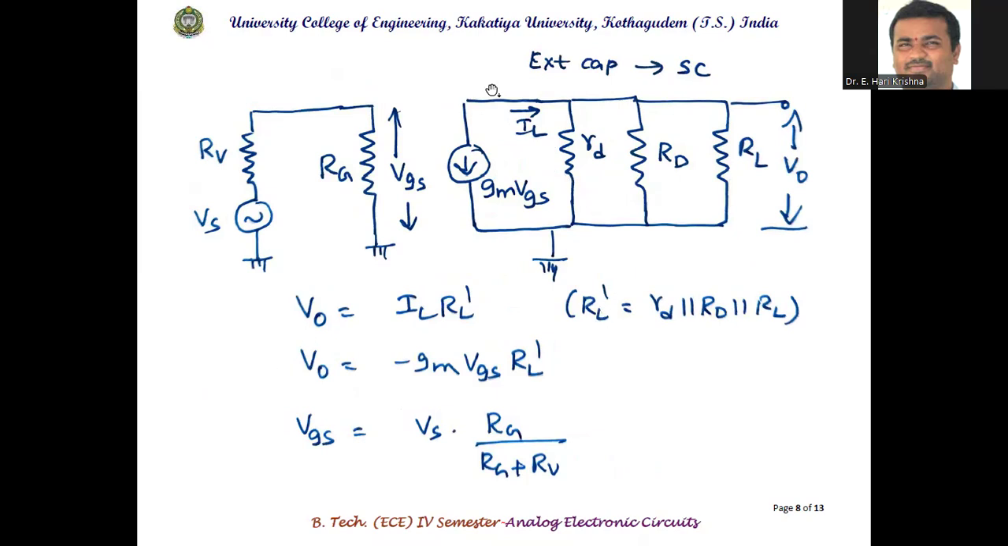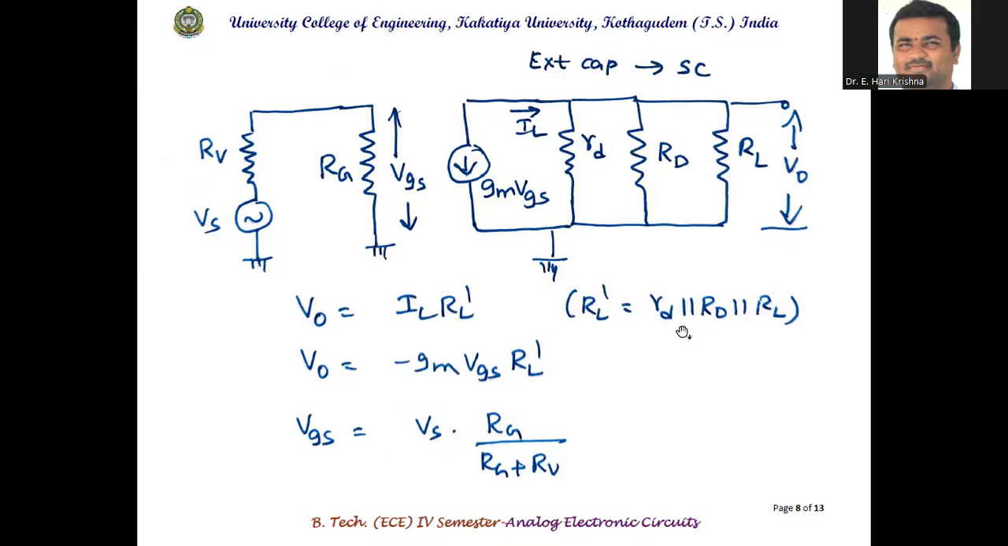V naught is the voltage across the load, with the current flowing through this combination RL dash. So we can make a substitution. IL is equal to, in the opposite direction, minus gm VGS. And VGS is the voltage across the RG resistor. So VGS is equal to Vs into RG divided by RG plus Rs.